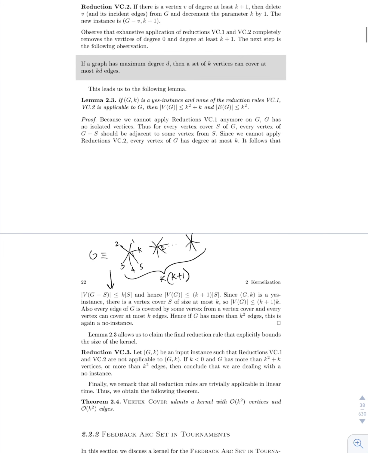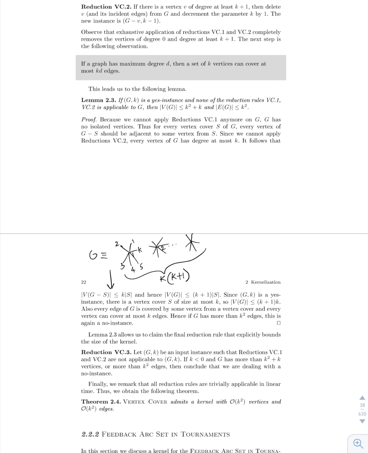Now if the graph G has more than that number of vertices, then I can straight away say that it is not going to have a vertex cover of size k. Also, you can say that the number of edges is at most k squared. But if the graph has fewer than k into (k plus 1) vertices, I cannot really say that the graph has a vertex cover, because it's not necessary for the vertex cover to be present.